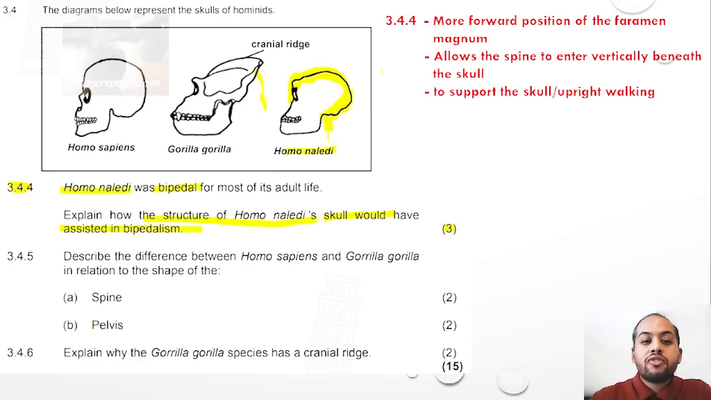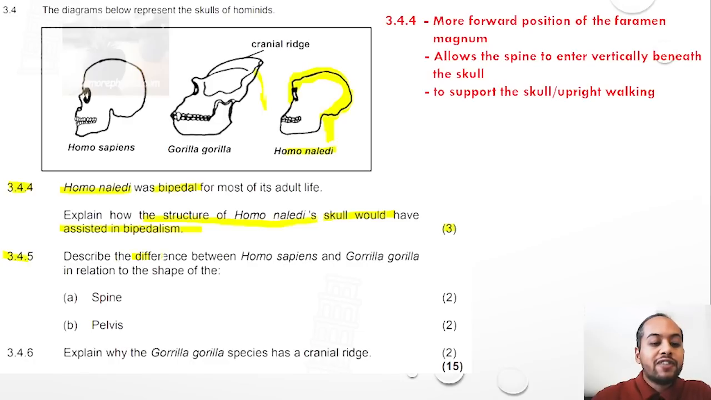So for 3.4.4, you're going to have a more forward or more central location of the foramen magnum that allows the spine to enter vertically into the skull and support the upright position or bipedalism, also referred to as upright walking.